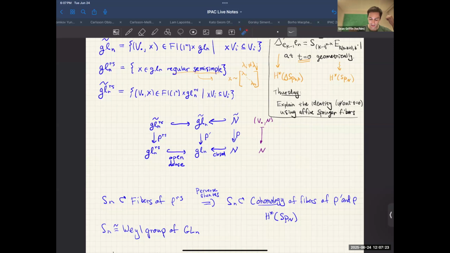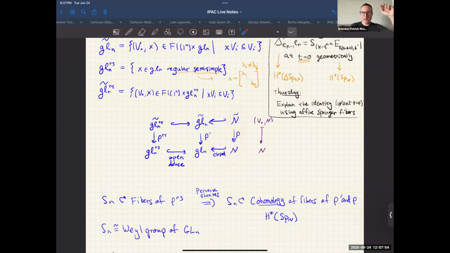And I kind of black boxed this, that you can apply the theory of perverse sheaves to transfer that action to fibers of this map, but with the exception that it's not on the actual fibers, it's really on the cohomology of the fibers when you transfer it. And then you can restrict to fibers only over nilpotent matrices.